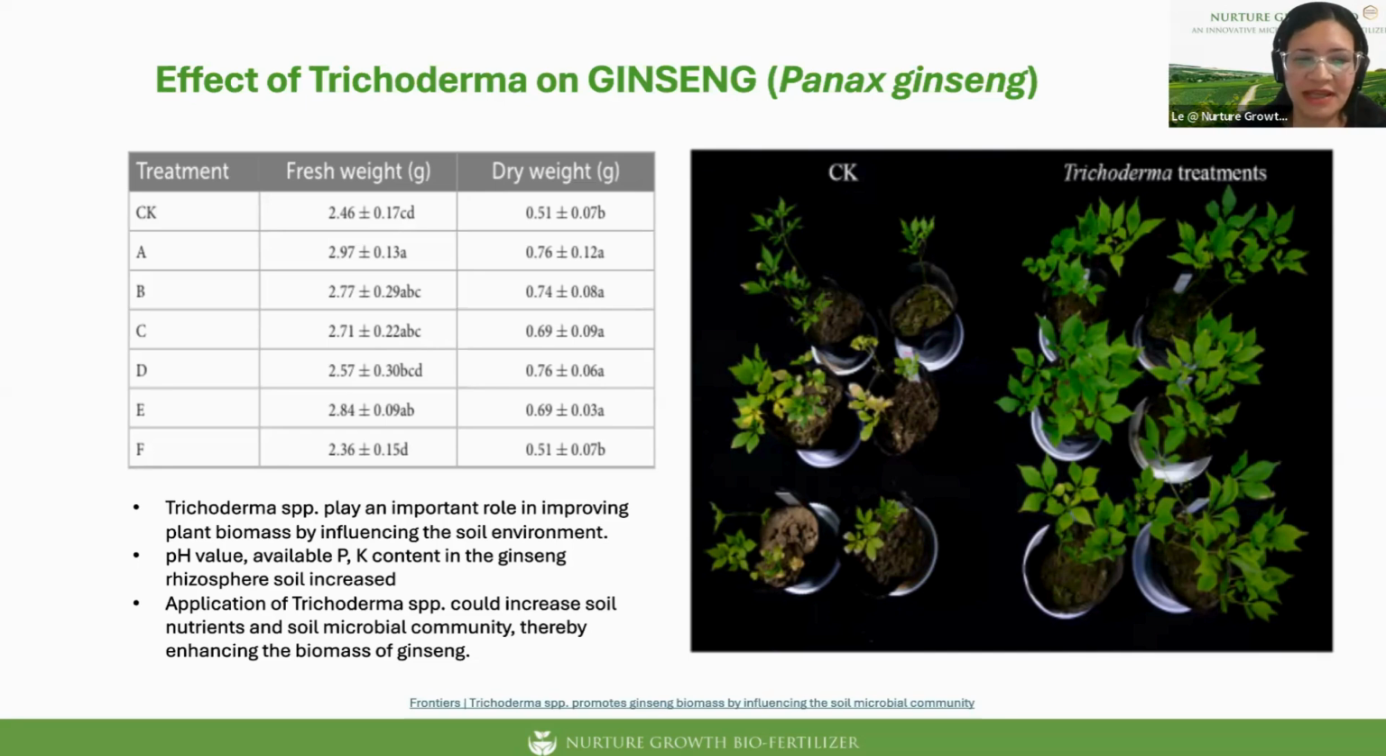After the experiment, they checked the soil values, and found that the pH value and the available phosphorus and potassium content in the ginseng rhizosphere soil were good in comparison to the control one. So the application of Trichoderma species is showing increased soil nutrients and a larger soil microbial community, and is helpful in enhancing the biomass of the ginseng.